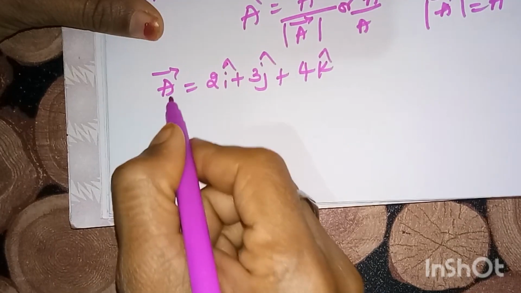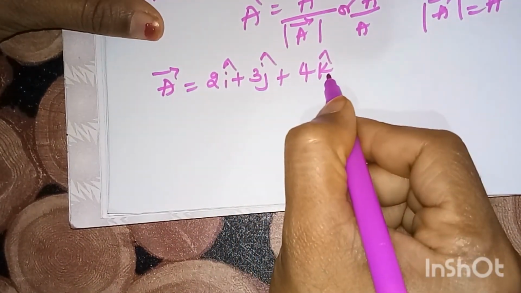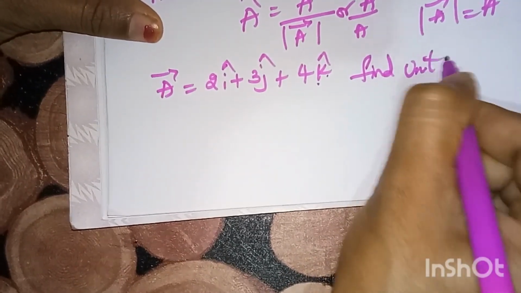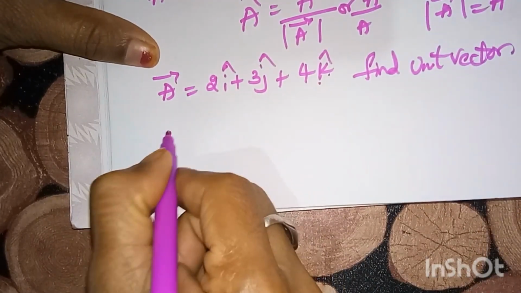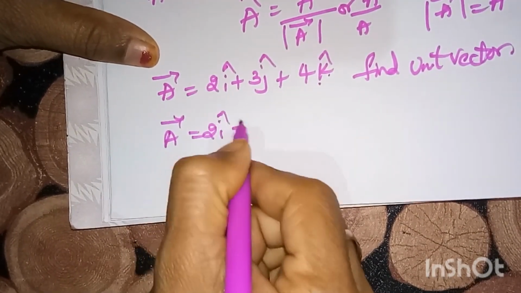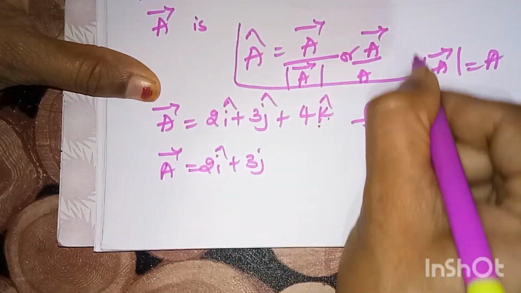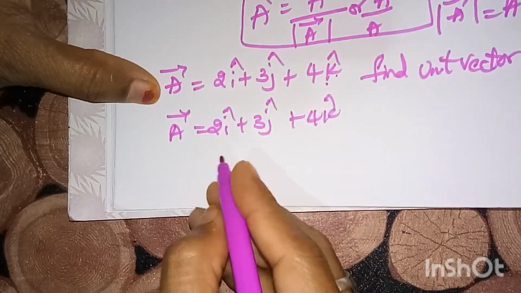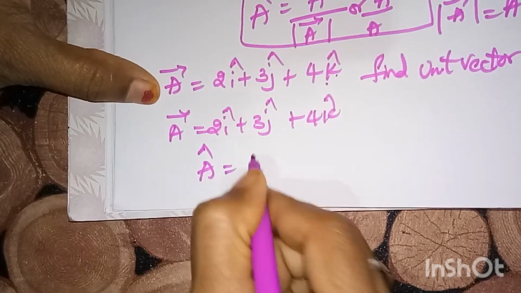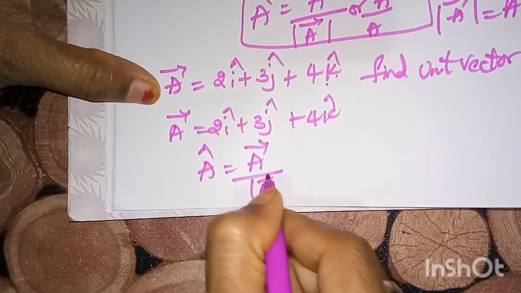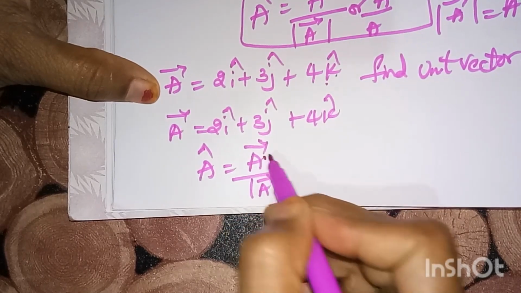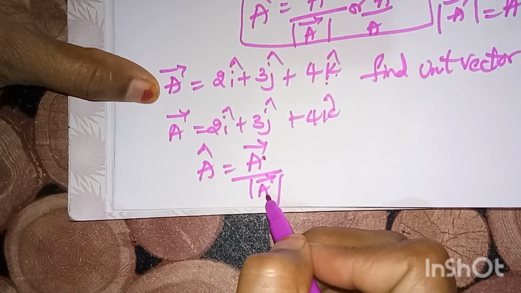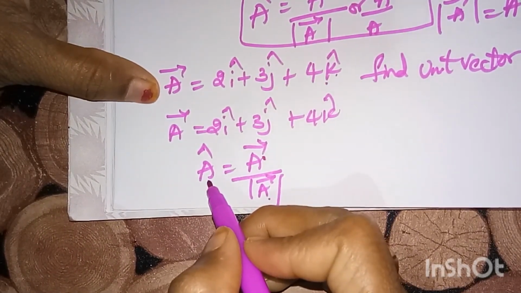So a bar equals 2i cap plus 3j cap plus 4k cap. How can you find the unit vector for this vector? Now you want to calculate the unit vector. What is the formula for the unit vector? a cap equals a bar by magnitude of a bar. You know a bar, but you don't know the magnitude of the vector. Now we are going to calculate the magnitude of the given vector, and with the help of that we can calculate the unit vector.